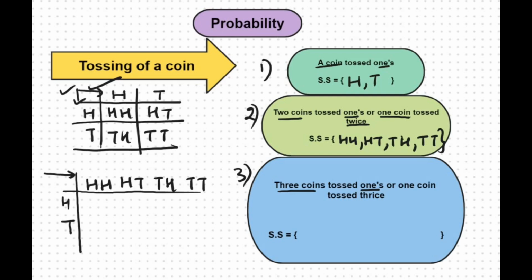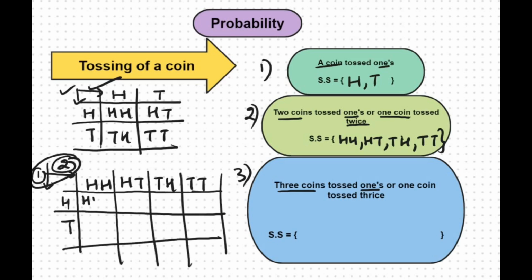So along the horizontal line, we have information of 2 coins, and along the vertical line, we have information of a single coin. So this will give us the outcomes of 3 coins which are tossed once. So we may get head head head, head head tail, head tail head, head tail tail, or tail head head, tail head tail, tail tail head, tail tail tail. So totally 8 number of outcomes.